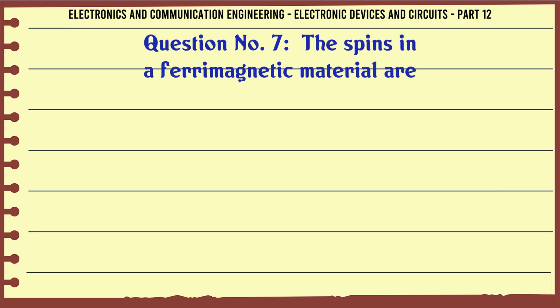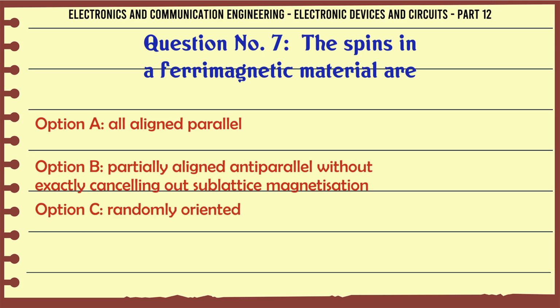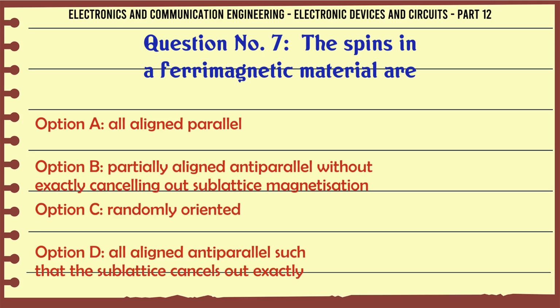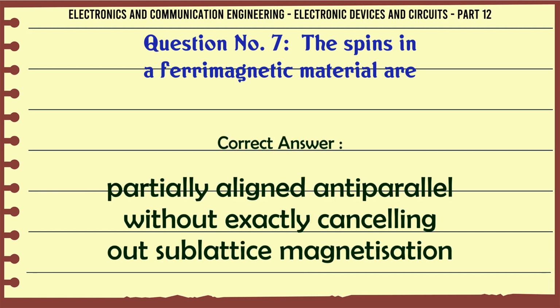The spins in a ferrimagnetic material are A. All aligned parallel, B. Partially aligned antiparallel without exactly cancelling out sublattice magnetization, C. Randomly oriented, D. All aligned antiparallel such that the sublattice cancels out exactly. The correct answer is partially aligned antiparallel without exactly cancelling out sublattice magnetization.